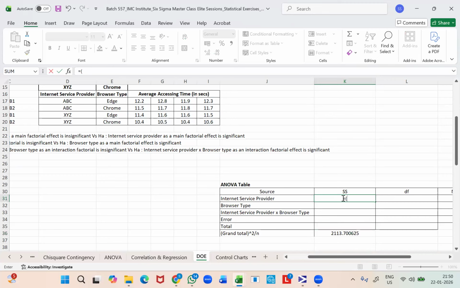So the sum of squares for internet service provider, right? So we need to segregate this as level 1 and level 2. For internet service provider, ABC is level 1, XYZ is level 2. So ABC data points are there in the first and second row, and XYZ data points are there in the third and fourth row. So I will combine the first and second row, and then I will combine the third and fourth row separately. So let me just sum up all these data points pertaining to the first and second row, which belongs to ABC as an internet service provider.